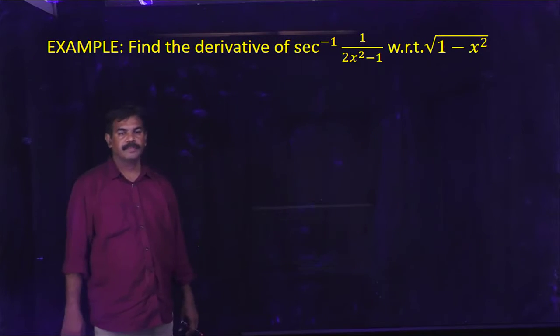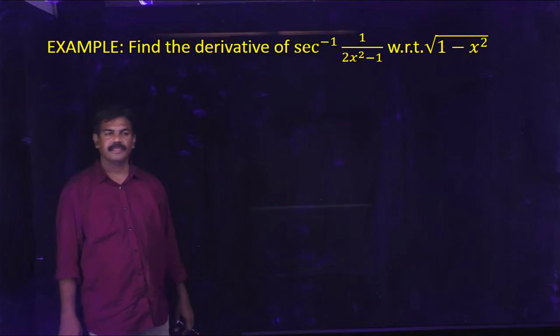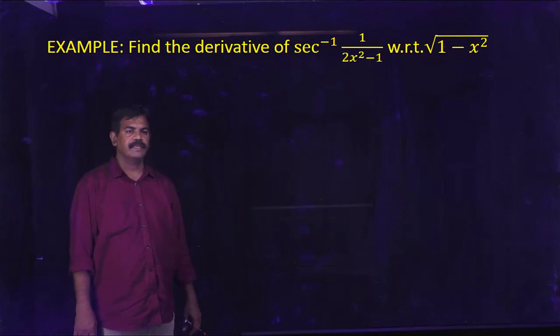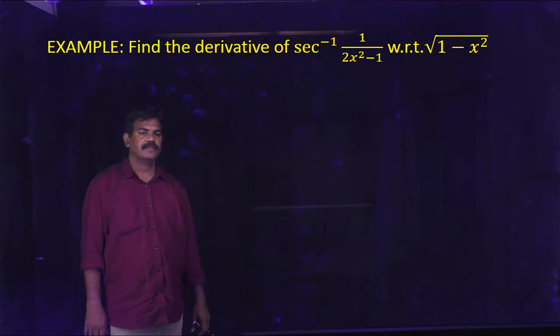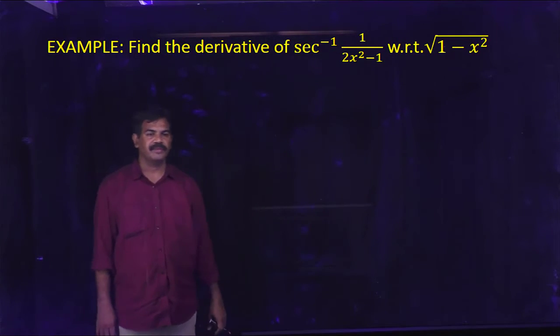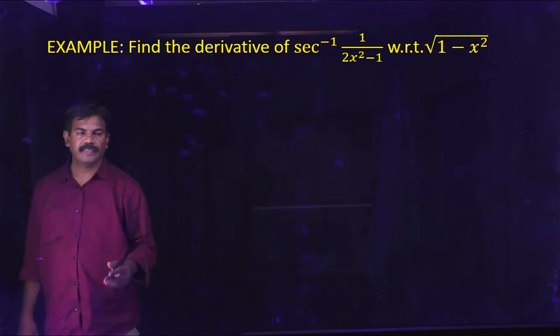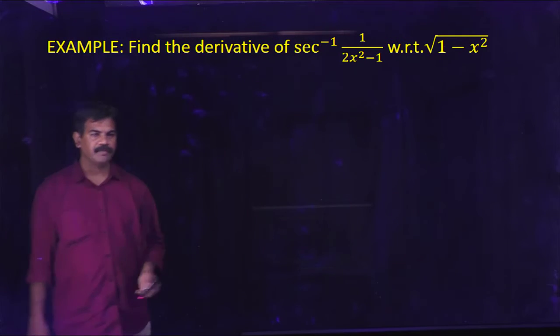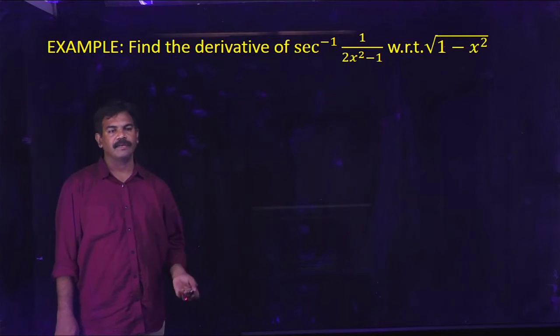See students, we have another example, that is, find the derivative of secant inverse of 1 by 2x square minus 1 with respect to root of 1 minus x square. So we say that we have two functions here. The first one is f of x and the second one is g of x.